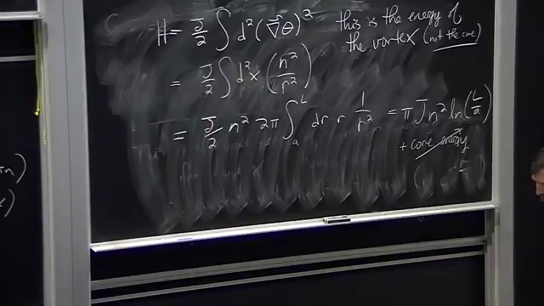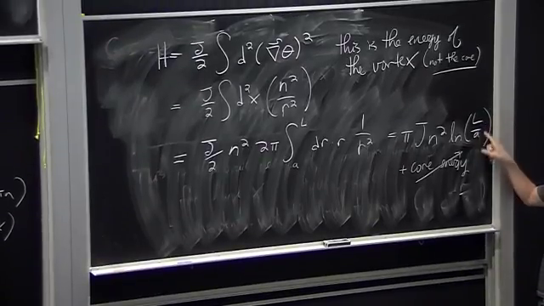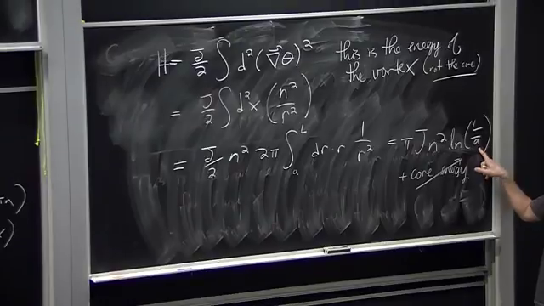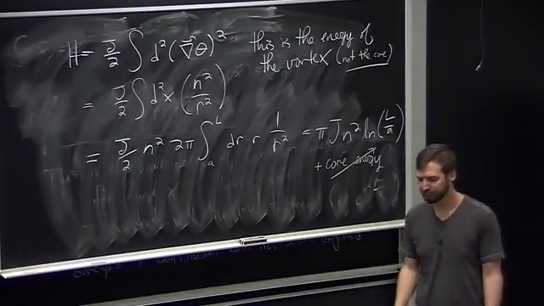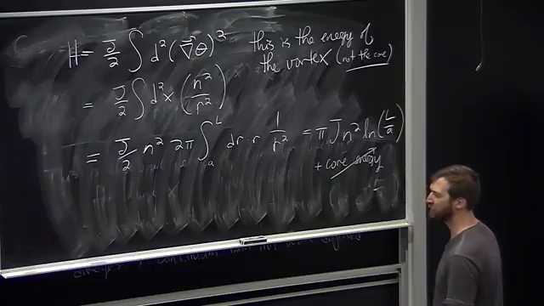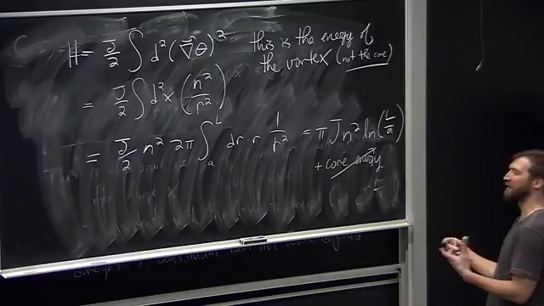Okay, so the energy of a single vortex diverges logarithmically with basically the system size. And this A is your lattice constant. Maybe it's 1. Whatever it is, it's a constant, right? So it seems like vortices always cost us energy.